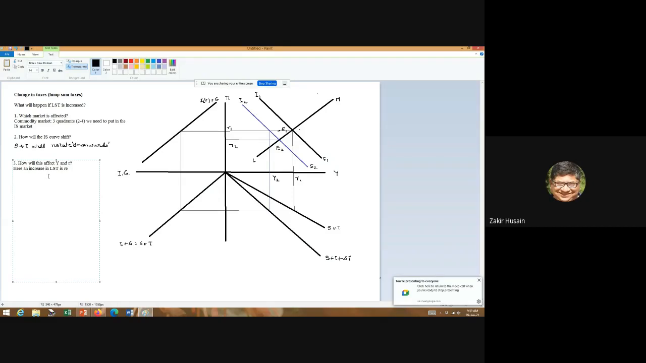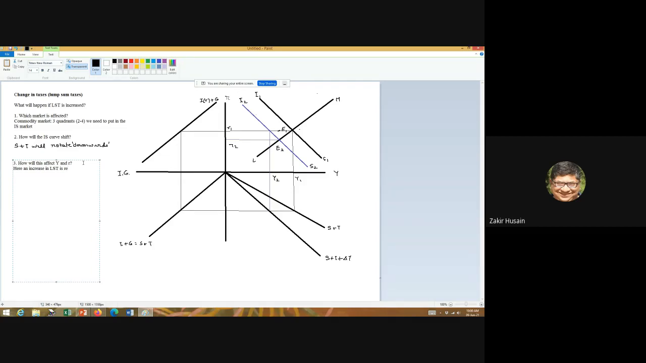Okay, so I'll repeat this. So the third question is, how will this affect Y and R? And remember one thing, that generally our focus is on income. Occasionally, we want to control rate of interest also. But in most cases, the objective of intervention is either to stimulate income, or income is growing uncontrollably fast and there's overheating, and we want to control or reduce the growth rate. So generally, our focus is on Y.